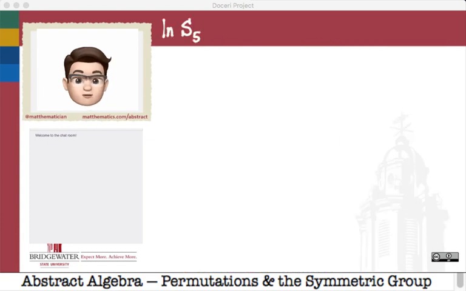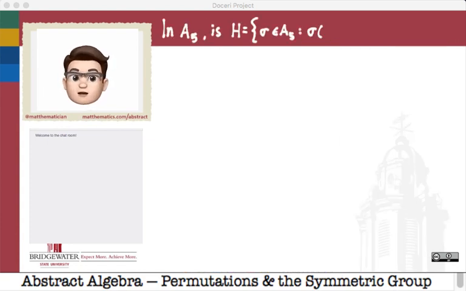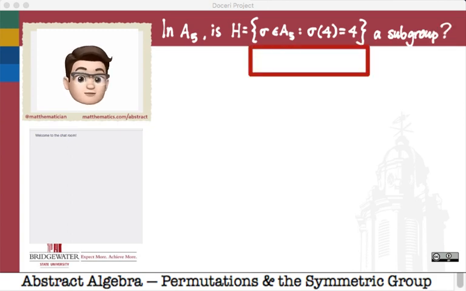So for this last problem, I want to assess the following question. Inside of the alternating group on 5 symbols, is this subset a subgroup? I've written out here a subset using set builder notation. It's the set of all even permutations. Remember, that's what we mean by the alternating group. It's the set of even permutations on 5 symbols, and they're those even permutations that fix the 4th position. So nothing happens to 4 in the process of these permutations acting. So this is a subset of A5. The question is, is it a subgroup of A5?